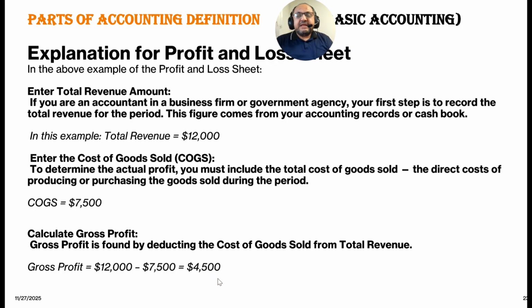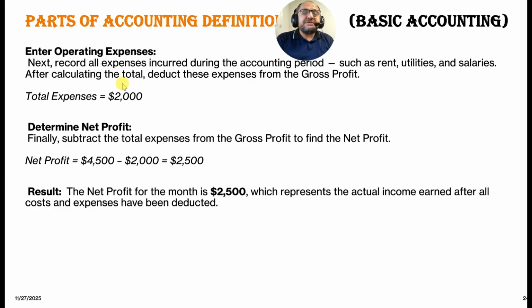This is not our net profit. Here we enter the operational expenses. How did we get that? 800 plus 300 is equal to 1,100 plus 900 salaries is equal to 2,000. We deduct from 4,500 the rental expenses, the utility bill expenses, and the salary expenses, which total $2,000, and as a result, our net profit is $2,500. The net profit for the month of January is $2,500, which represents the actual income earned after all costs and expenses have been deducted.